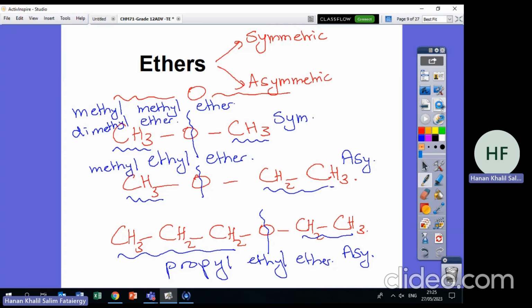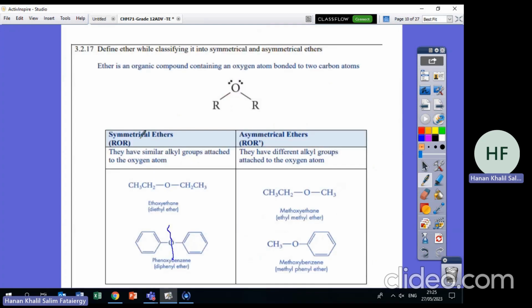Of course, if we look through the oxygen, here we have benzene, here we have benzene, so this is symmetrical. If we look through the oxygen, this is methyl, this is benzene, so this is asymmetrical.